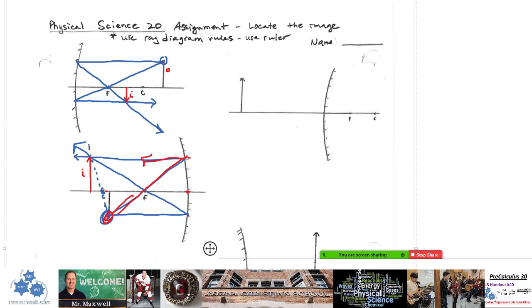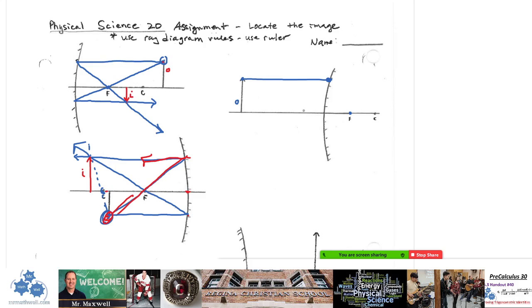For this one right here, you're always going to start at the top of the object. This is O. You're going to start with your pencil at the top of the object, and you're going to make a parallel line with the principal axis, just like you did with the other ones. And again, this is my best freehand parallel line. You're going to use your ruler so it's perfect. That's not perfect enough for me. That's perfecter. Okay, so parallel line, where it hits the mirror, you're going to draw a line connecting this point and your focus behind the mirror.